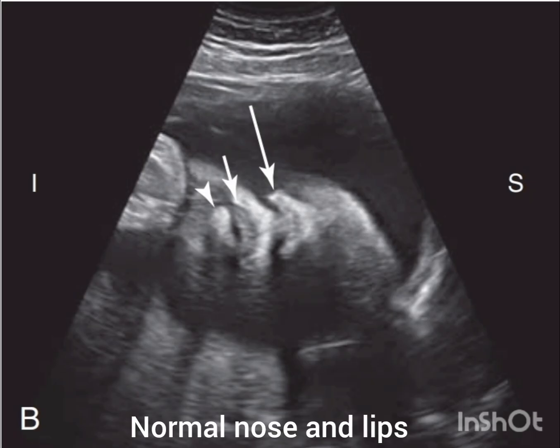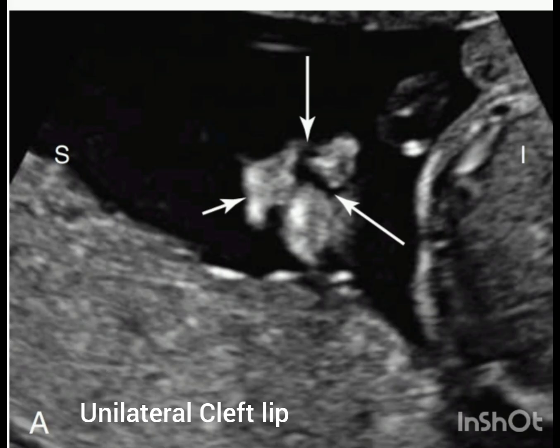Now this is the image of the fetus a bit later in gestation, and you can see the normal nose, upper lip and the lower lips indicated by the long arrow, the short arrow and the arrowhead respectively. Now this coronal image of the face reveals a defect in the upper lip indicated by the long arrows due to a unilateral cleft lip. The nose is indicated by the short arrow.